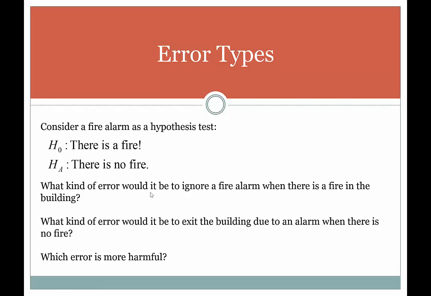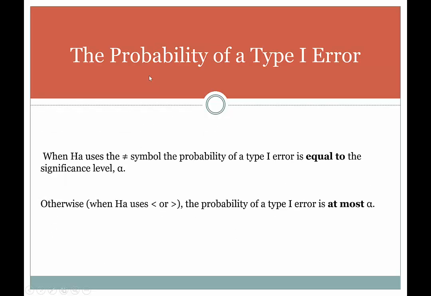And the reason we're going to avoid it is we're actually going to set limits on that type of error, right? So we're going to try to control it and prevent it from occurring. So this comes to the idea of the probability of a type 1 error. When HA uses the symbol not equal to, the probability of the type 1 error is equal to the significance level alpha. So all you have to do is look at the alternative hypothesis and ask what symbol it is using. If it uses a not equal to symbol, it indicates a two-tailed hypothesis test. And whenever that's the case, the probability of a type 1 error is going to be set equal to the significance level, which is alpha.